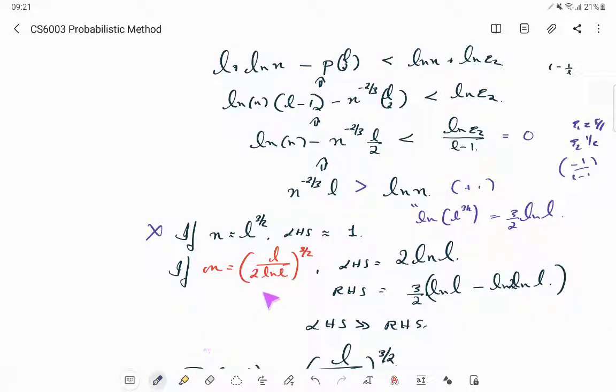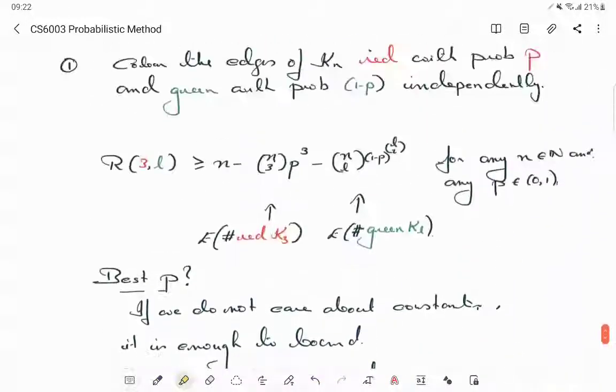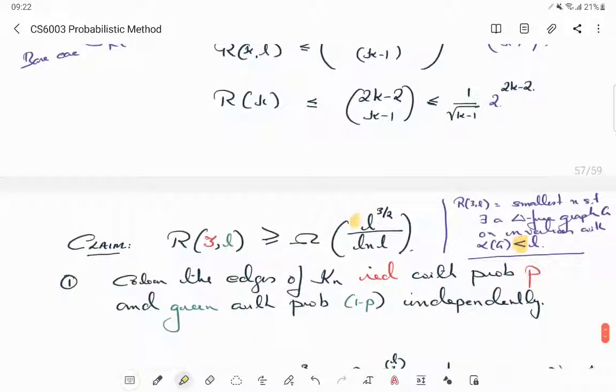But again, we are not really bothered about this 2 to the power 3 by 2 or anything, because we are only working at the omega notation kind of thing. But the expression is L over ln L to the power 3 by 2, and that is what we claimed we will show. Oh, this 3 by 2 had to be here. 3 by 2.